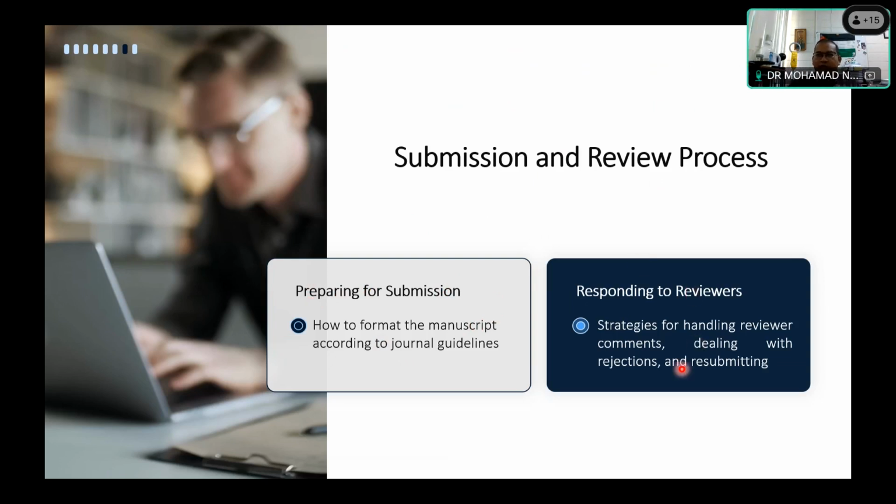When we submit and the editorial office gives the article to the reviewers, we get feedback from the reviewers. So we have to answer all the questions highlighted by the reviewers. And it's a strategy for handling reviewers' comments and dealing with rejections and resubmissions.